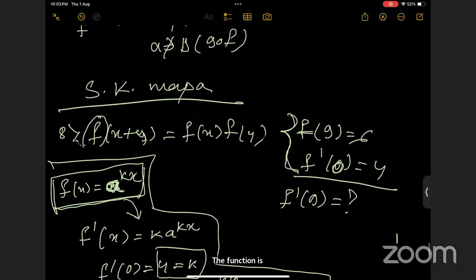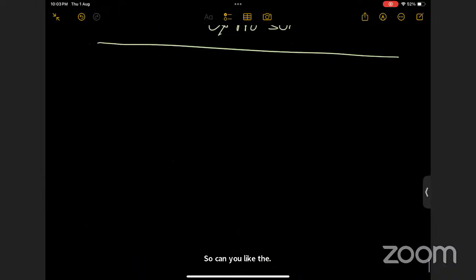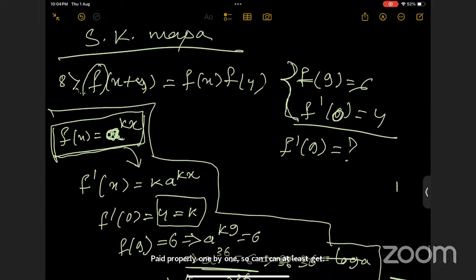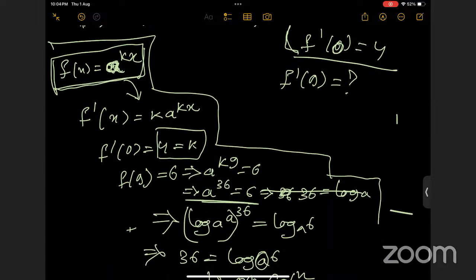Not getting your point. What are you saying? Can you say it properly, one by one, so I can at least get it? Ma'am, actually, are we trying to find that particular function which satisfies this equation, or are we trying to just solve it? No, we're trying to just solve it.